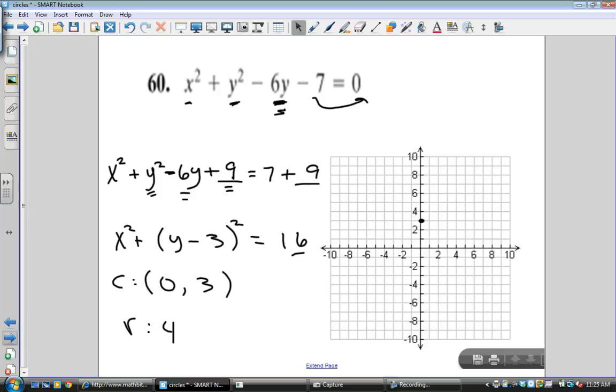And now I'm going to go 4 units in all 4 directions from the center. 1, 2, 3, 4. 1, 2, 3, 4. Kind of messed that one up a little bit there. All right, not a very good circle.